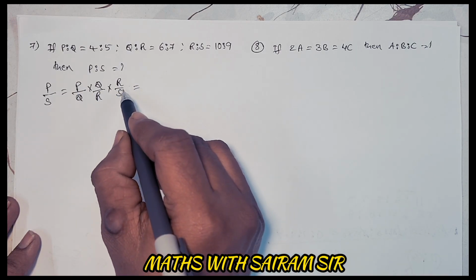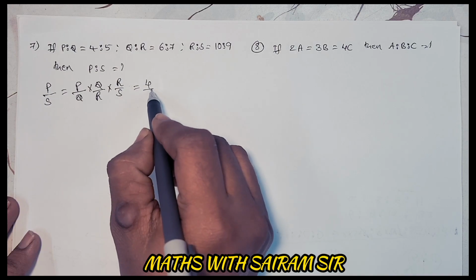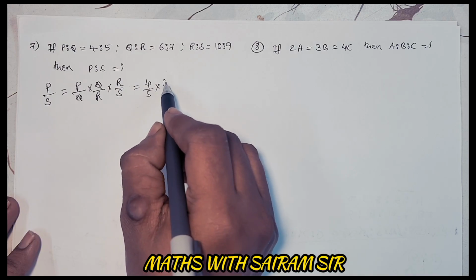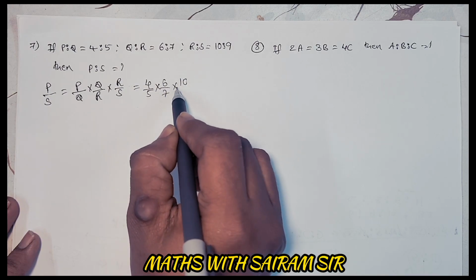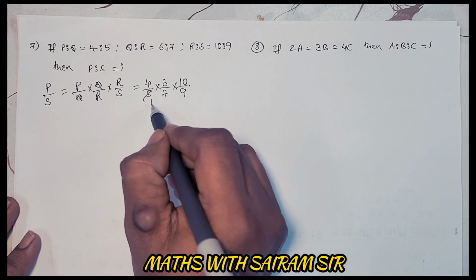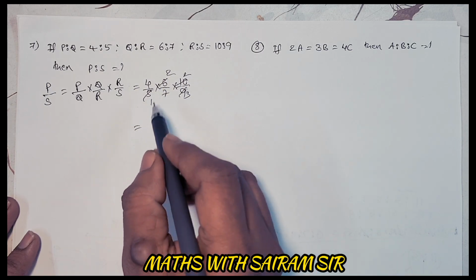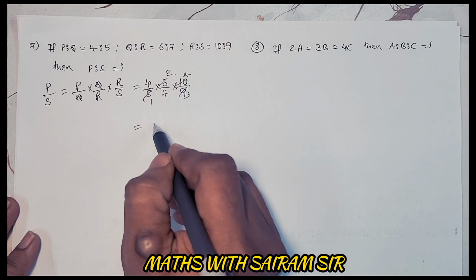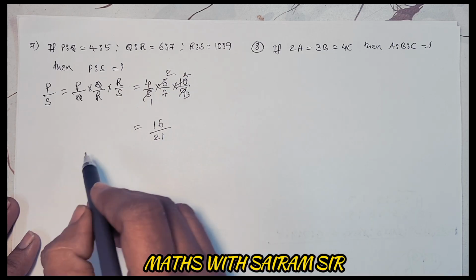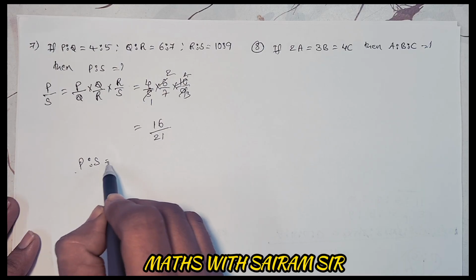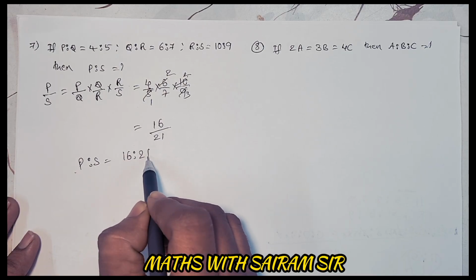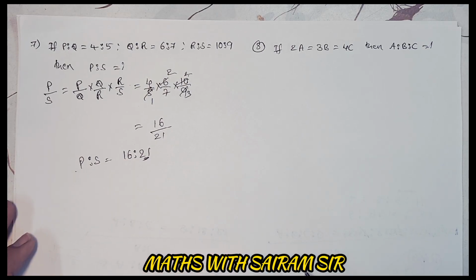Okay, so here P by Q means P is to Q, that is 4 by 5, and 6 by 7 into 10 by 9. So here 5 1s are 5, 2 3s are 6, 2 5s are 10, 3 3s are 9. So what is left over? 2 4s into 4, 16 by 21. So P is to S, we get it as 16 is to 21. Okay, so this is about the next answer.